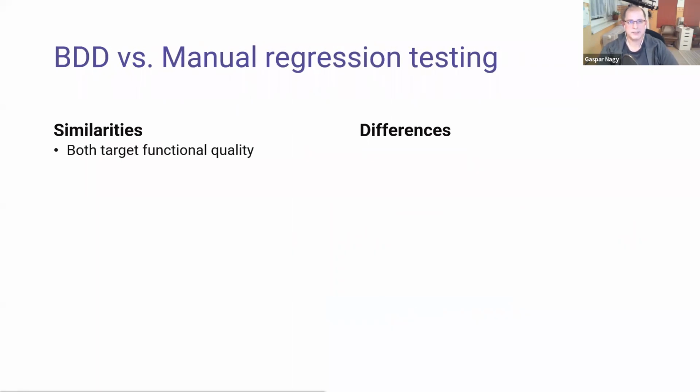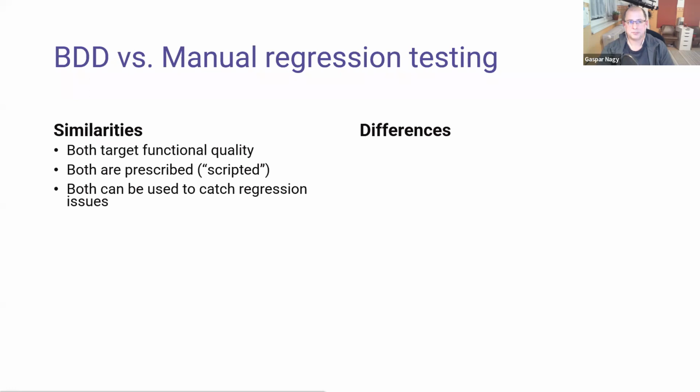Again, let's see the similarities. Both are targeting the functional quality, obviously. Both are somewhat prescribed, so scripted. We tell upfront what we are going to test, and both can be used to catch the regression issues. So those are definitely true. And also we can say that both need different test actions, steps to be completed, so that we can say that our test is finished. So those are the similarities.